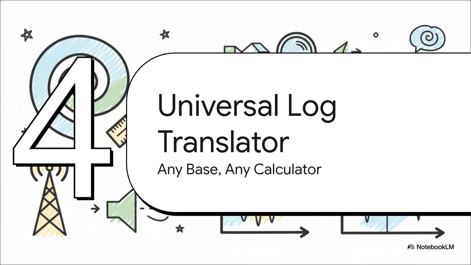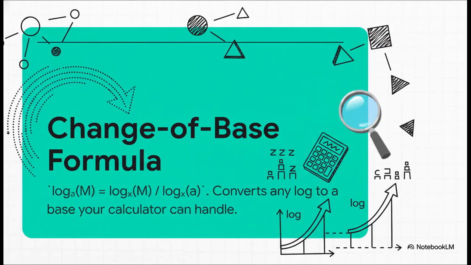All right, for our final section, let's look at what I like to call the universal log translator. See, most calculators only have a button for log base 10 and the natural log. So what do you do if you run into, say, log base 7? You use this beautifully simple formula. The change of base formula lets you convert a log of any base a into a simple fraction of logs using a new base that your calculator actually understands. So log base a of m becomes the log of m divided by the log of a. It's a universal translator for any logarithm.